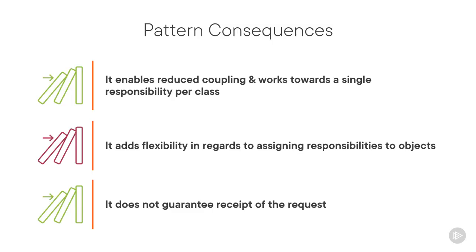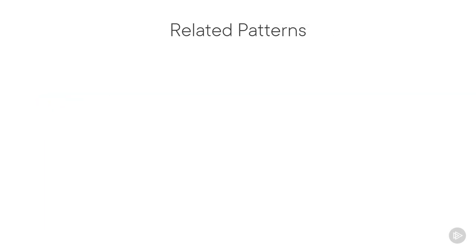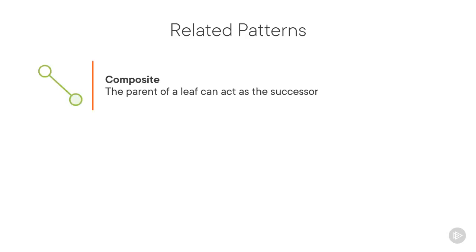Let's have a look at the related patterns. The chain of responsibility pattern is often applied in conjunction with the composite pattern. Here, the parent of a leaf component can act as the successor. In other words, when a leaf component gets a request, it can pass it on to the parent, which can pass it on to its parent, and so on. That is a chain of responsibility.